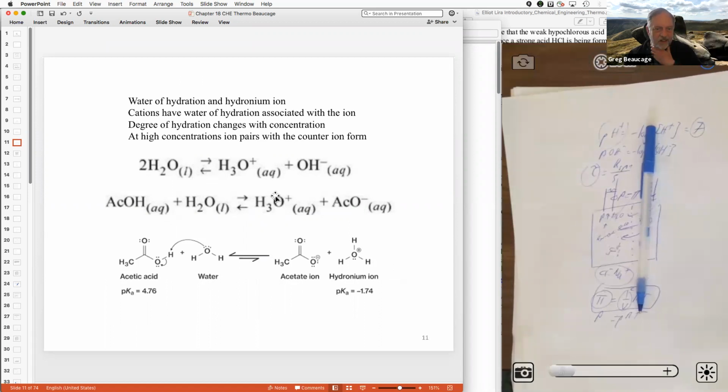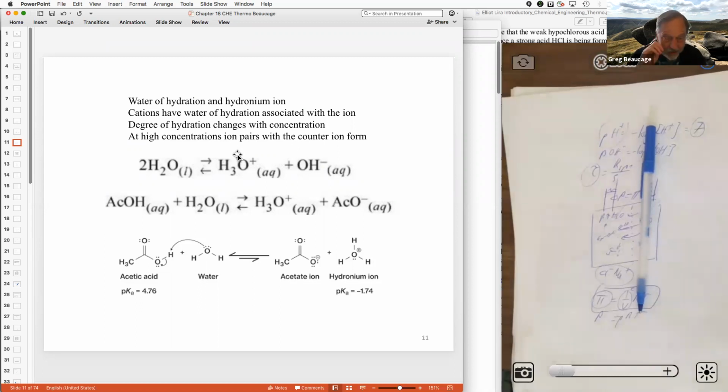So this is what happens when water actually dissociates. It isn't really splitting into protons and hydroxyls, right? It's actually splitting into hydronium, H3O plus, and hydroxyls. It's more convenient to talk about it in terms of H plus at times.